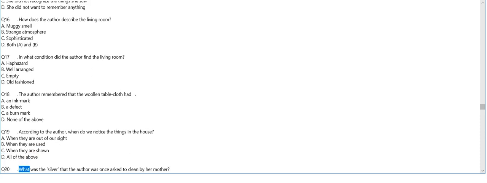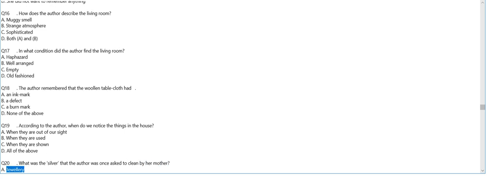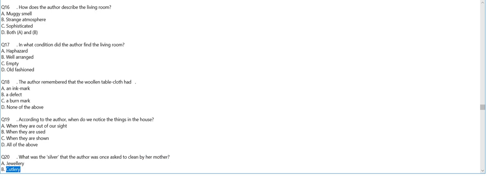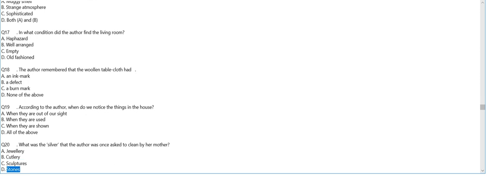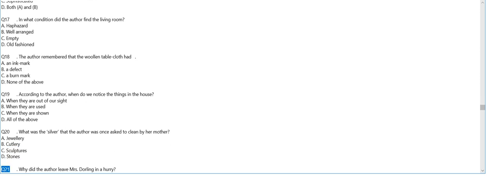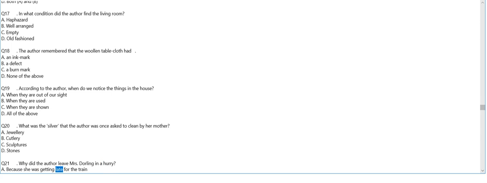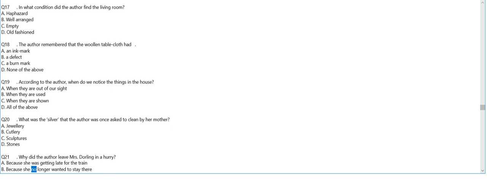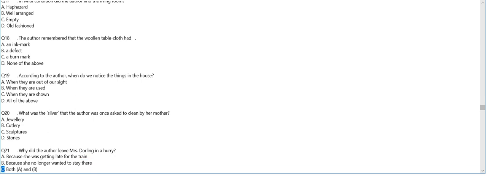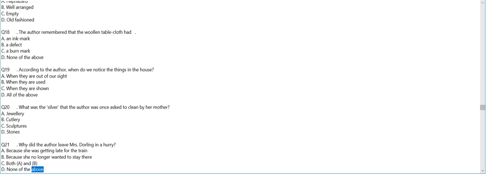Q20. What was the silver that the author was once asked to clean by her mother? A. Jewelry. B. Cutlery. C. Sculptures. D. Stones. Q21. Why did the author leave Mrs. Dorling in a hurry? A. Because she was getting late for the train. B. Because she no longer wanted to stay there. C. Both, A and B. D. None of the above.